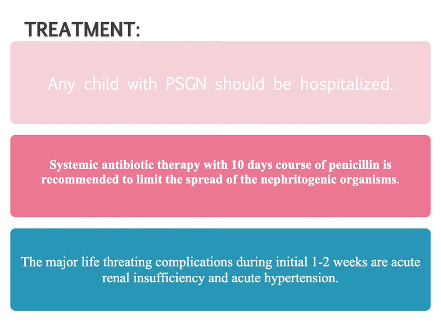Treatment of post-streptococcal glomerulonephritis. In contrast to the patient with nephrotic syndrome, who can be managed as an outpatient if he develops mild or moderate edema, all patients with post-streptococcal glomerulonephritis have to be hospitalized. The patient should first receive systemic antibiotic therapy with a 10-day course of penicillin, which is recommended to limit the spread of the nephritogenic organism by contact. The major life-threatening complications during the first 2 weeks are acute renal insufficiency and acute hypertension.